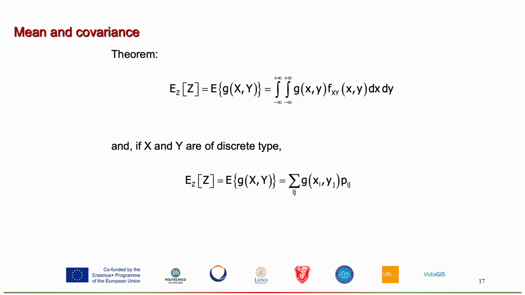In case x and y are discrete, the integration, as usual, reduces to a sum, and we can write that the expectation, the mean of z, that is again the expectation of g of x, y, is the sum over all the possible outcomes of x, numbered i, and all the possible outcomes of y, numbered j, of g(x_i, y_j) multiplied by the probability p_ij.